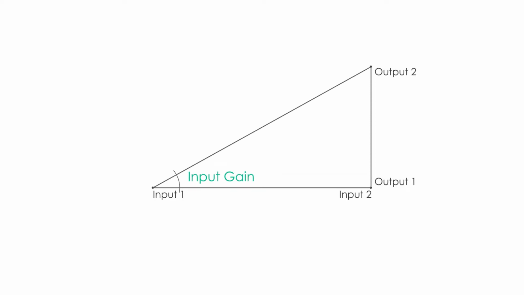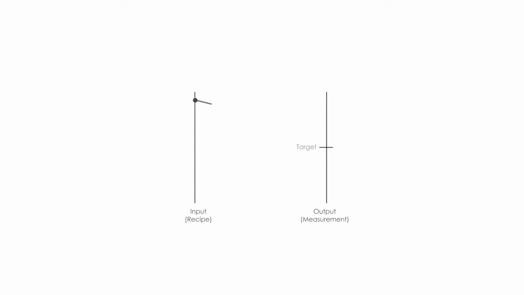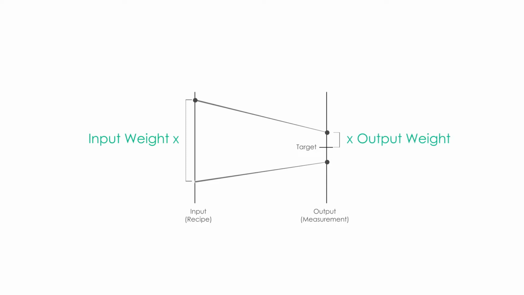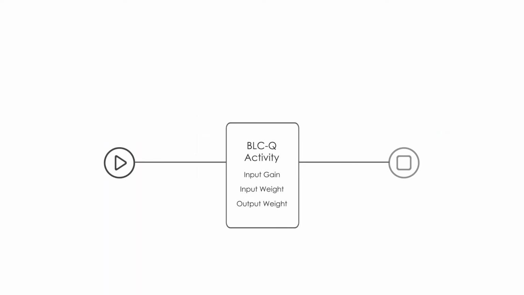For BLCQ, we have to find the values of three variances based on past data. Input gain, which is the rate of input variation and output variation. Input weight, which is the weight on input variation. And output weight, which is the weight on difference between output data and the target. With the optimum combination of the variances, the BLCQ activity will offer input data within a limited range that makes output data closer to the target.